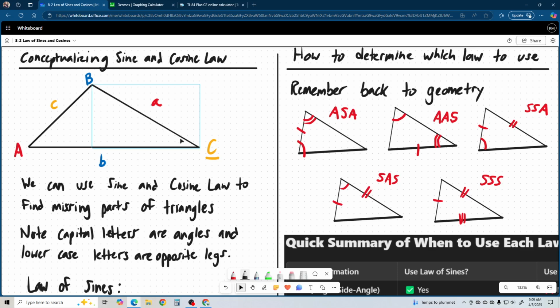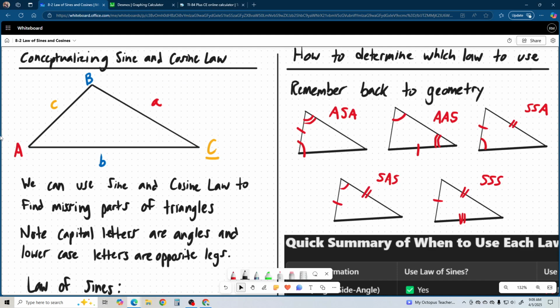So when we're using sine and cosine law, that's how we talk about our angles and sides: we think of them in terms of a relationship. If we're looking at A, we care about the relationship between angle A and the opposite side, which we will call small a. So we'll call all of our angles the capital letters, and all of the opposite sides the same lowercase letter. That's what we're going to use for our formulas.